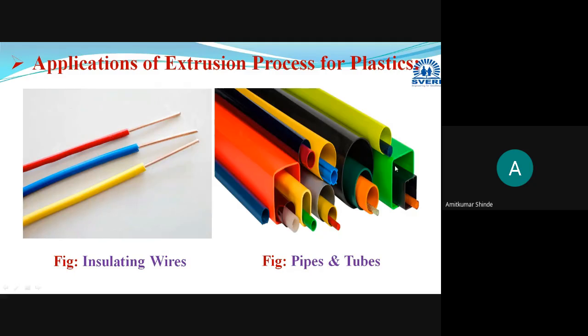And then the different kinds of pipes and tubes, which we are using for domestic purposes or in industries also. Different shapes are there. You can see rectangular shaped pipes, then tubular shaped pipes. You can manufacture them with the help of PVC material, polyvinyl chloride material.